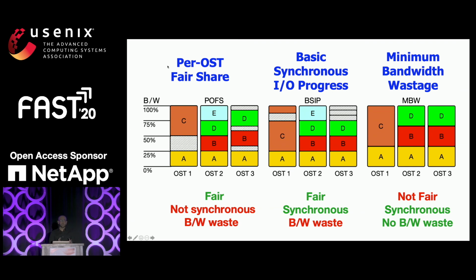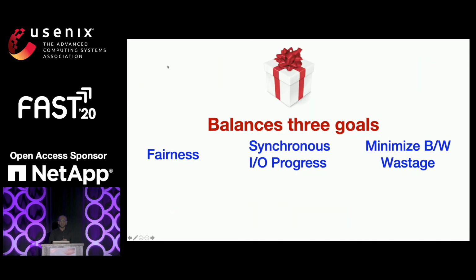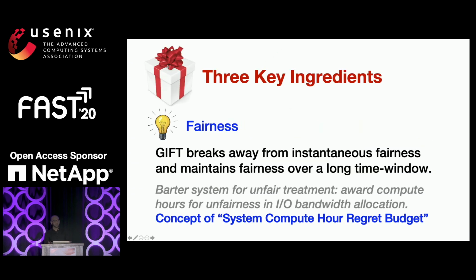So as you can imagine, it's difficult to maintain a balance between these three goals. And with GIFT, this is exactly what we want to achieve. We want to achieve fairness, we want to achieve synchronous I/O progress, and also we want to minimize the bandwidth wastage. So these are the three key ingredients of GIFT. One is fairness. We want to break away from the concept of instantaneous fairness, which is actually causing the system to have a lot of bandwidth wastage.